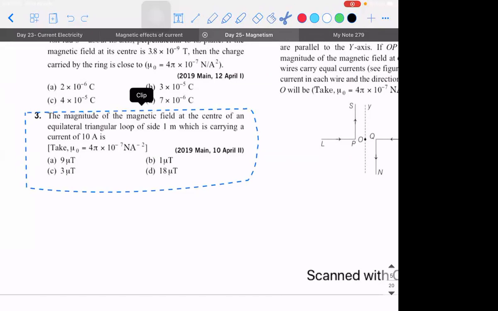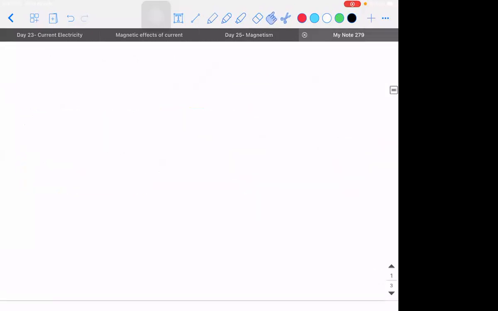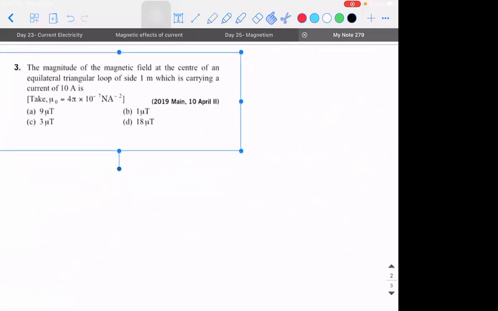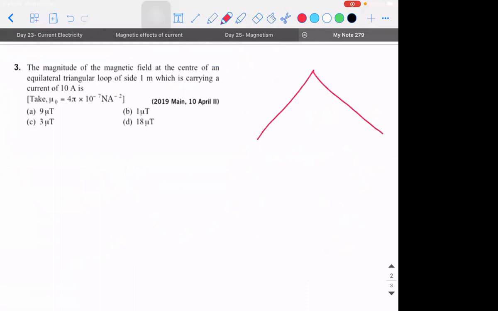Try this question, third one. The magnitude of the magnetic field at the center of an equilateral triangular loop of side 1 meter, which is carrying a current of 10 ampere, is given by. Center of an equilateral triangular loop. Since it is a loop, the current also has to be in a loop. Since direction is not mentioned, I'm just taking clockwise direction of current. Current is 10 ampere, side is 1 meter.